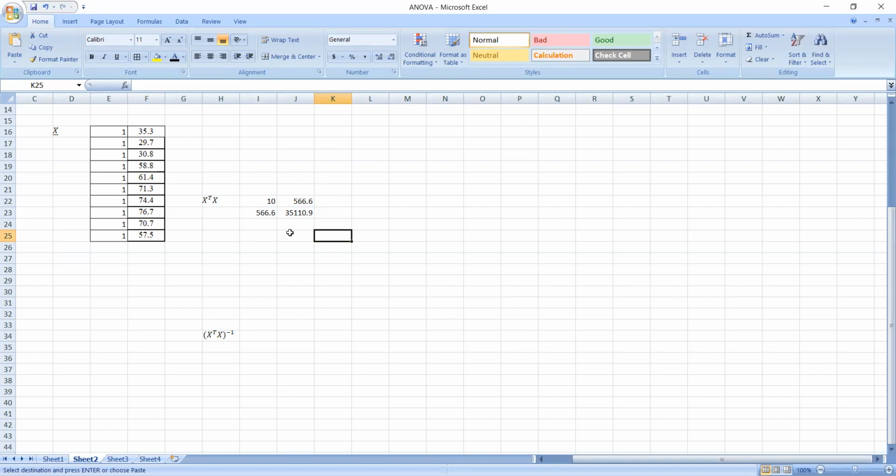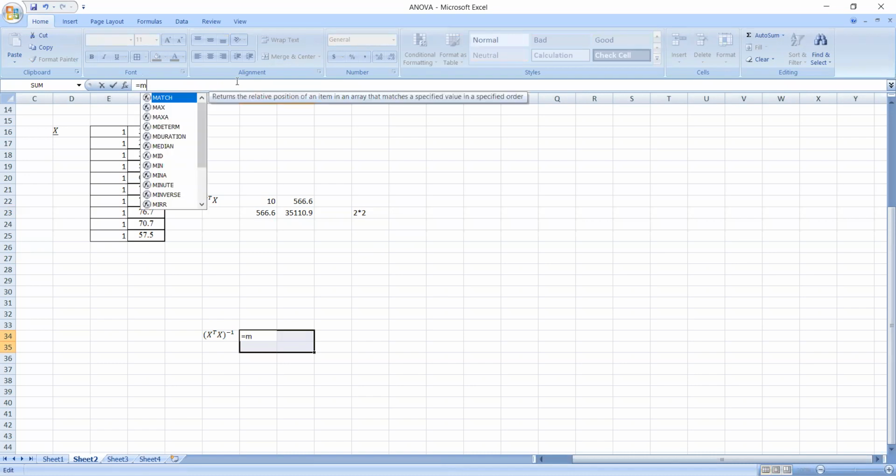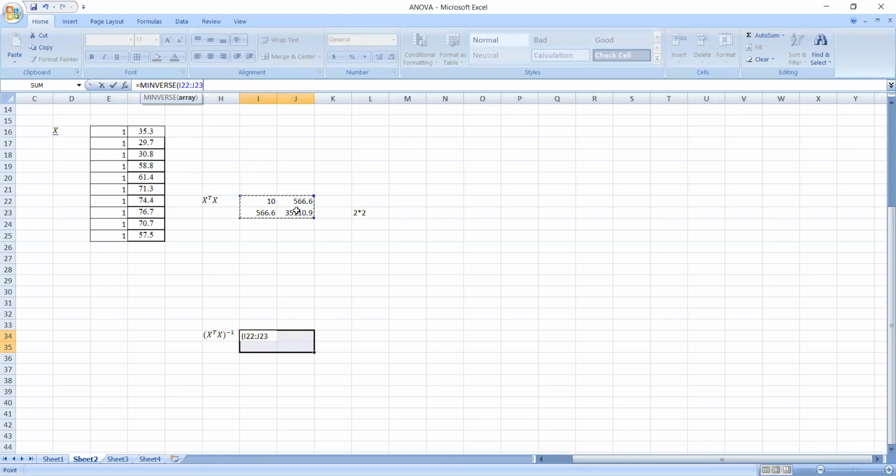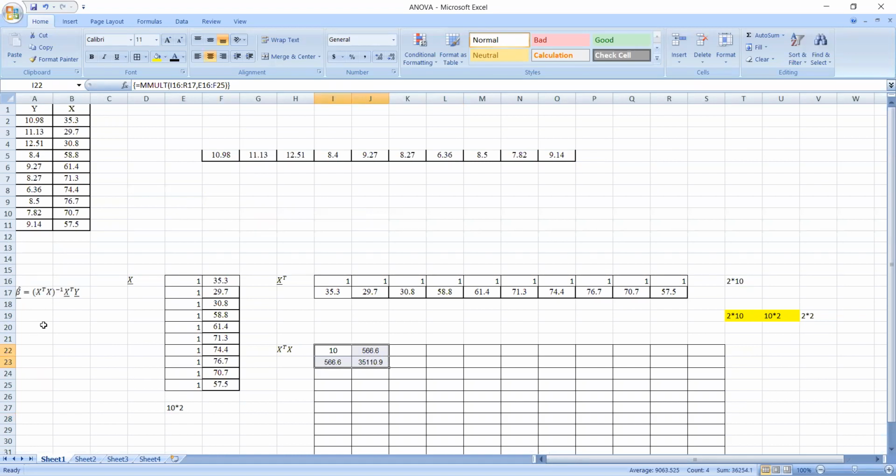So we know when you have to obtain the inverse of a given matrix, this matrix X transpose X has 2 rows and 2 columns. This is a 2 into 2 matrix. So the inverse will also have the same dimensions, 2 into 2. So you can select 2 rows and 2 columns, go to the function bar, equal. We are going to calculate the inverse of the matrix, so you can type MINVERSE. This is the matrix inverse function. Then select the matrix that you want to calculate the inverse of, close the brackets, then press Control, Shift, and Enter. Then you will get the values, right? And now we have calculated the inverse of X transpose X.